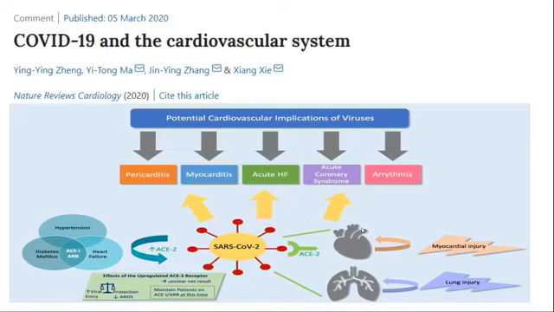So what I want to bring up here is that it's not only your lungs that are being hit by the virus, it's also your heart that's being hit by the virus.